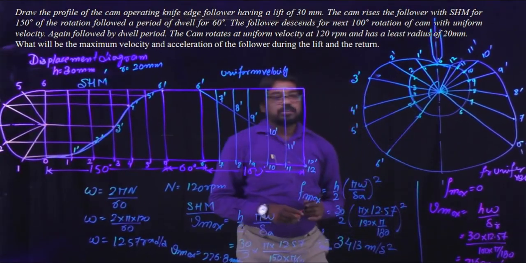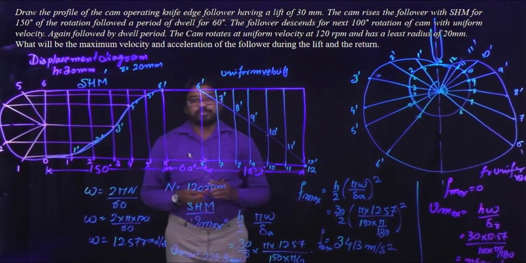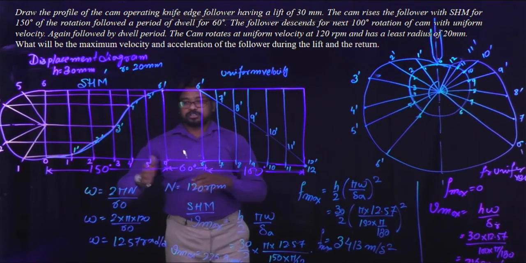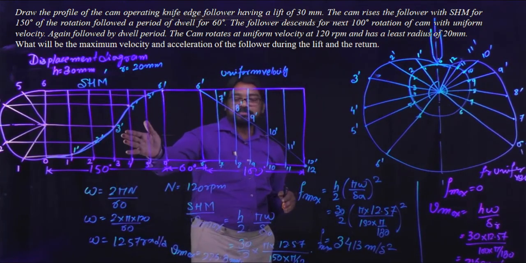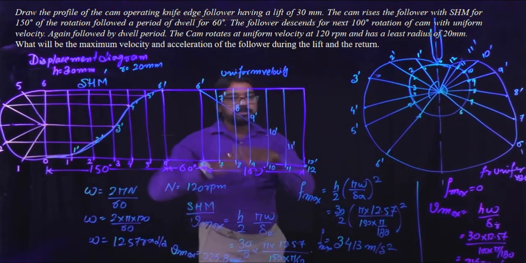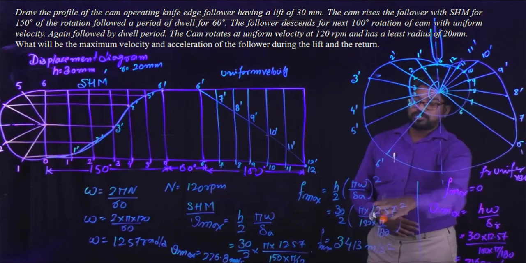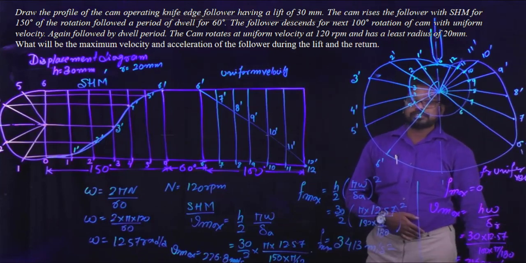So this is how we draw a cam profile using the given data. Whenever it says simple harmonic motion during the ascent, we draw the displacement diagram. With the help of the displacement diagram, we generate the cam profiles, and after that we are able to calculate the maximum velocities in the given condition.